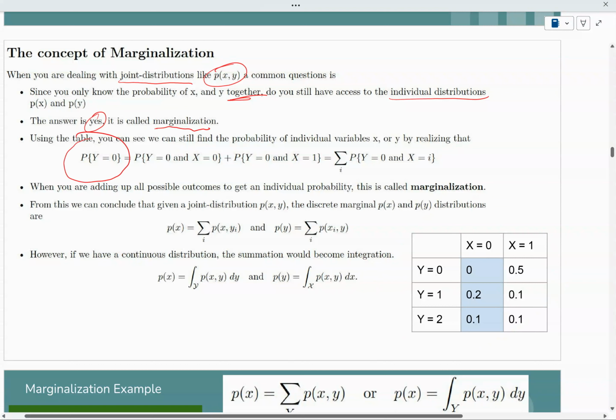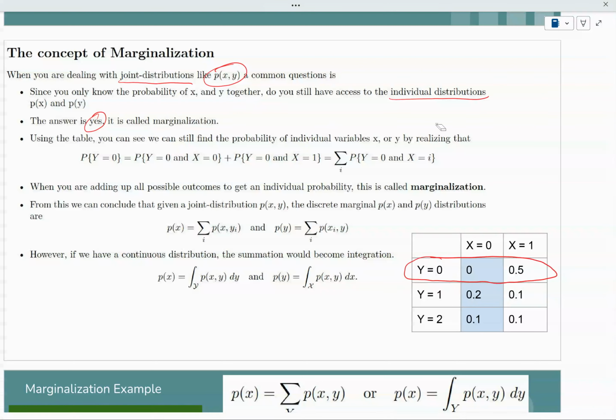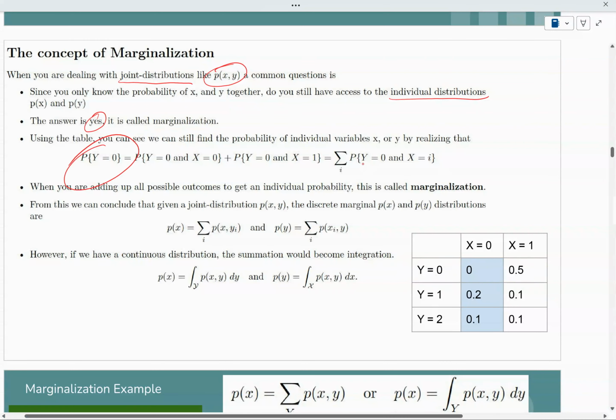Using the table here, you can see, for example, that we want to find the probability of y equals 0, right? We have the joint distribution right here. If we want to find the probability that y is equal to 0, it's simply this part. So it's probability of y equals 0 and x equals 0, plus probability y equals 0 and x equals 1. So you can see we still have that information. In order to do this, if we're trying to find the probability y equals 0, we keep y equals 0 and then sum up all the possible x's: x equals 0, x equals 1.